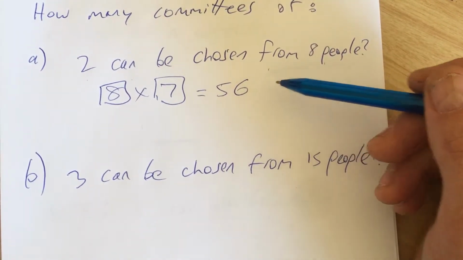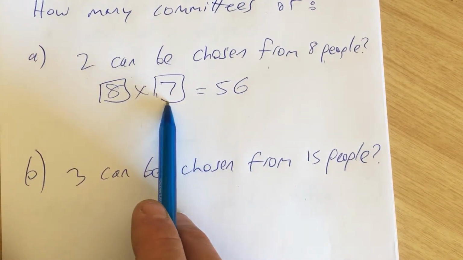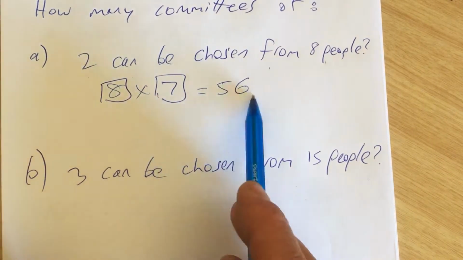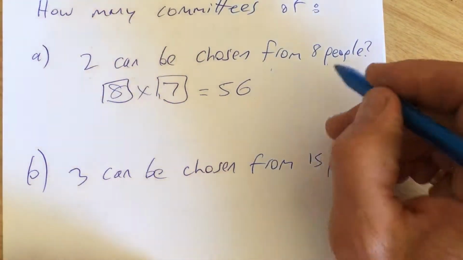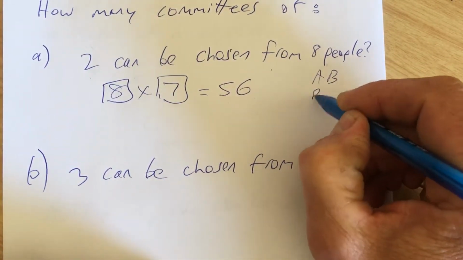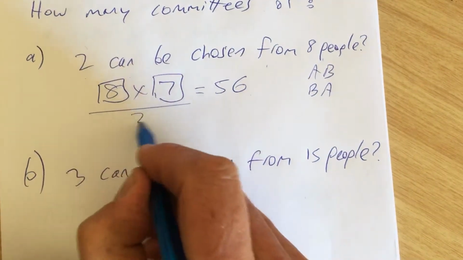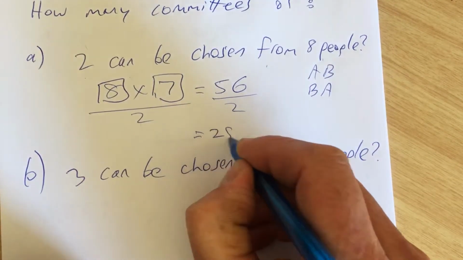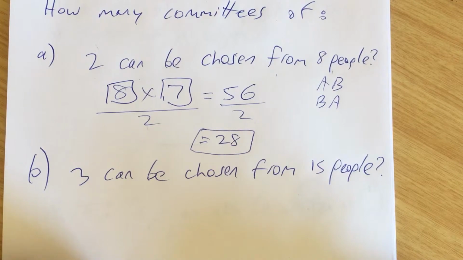But you have to think about the fact that that's too big, because if you pick person A and then person B, that's going to be the same committee if you pick person B and person A, but they're counting separately here. So because you're picking 2 people, and let's just use A and B as an example, they're counted twice and they shouldn't be. So it actually has to be divided by 2. So what do we get? 28 different ways of choosing 2 people from 8 people.